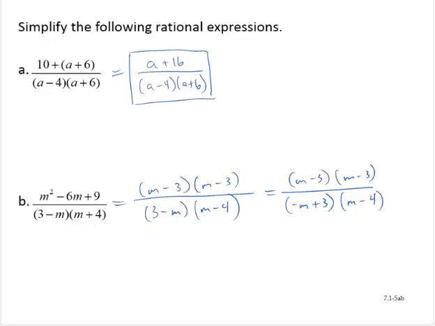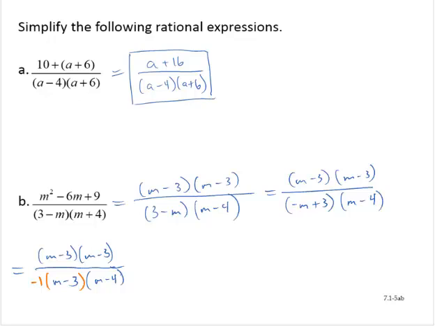Now notice, when I write it like that, and remembering what we've done in the past, if the polynomial is in descending order, we like that lead coefficient to be positive. So I'm going to leave the numerator alone for now, but that first factor, that negative m plus 3, I'm going to factor out a negative 1. If I factor out a negative 1, I would have an m minus 3, and I'd still have the m minus 4.